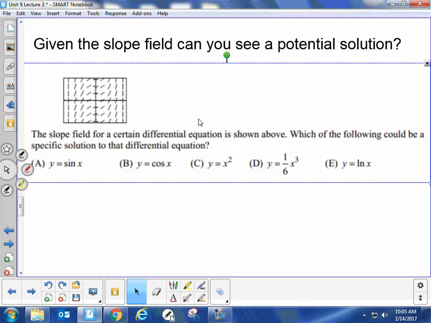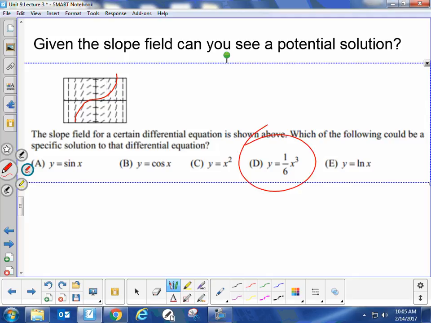No. Here's a slope field. Which of the following could be a solution, a specific solution for this differential equation? We have all these possible y equals. You're not matching the slope field with the differential equation. Instead, you are looking at the differential equation slope field, and then you are matching its possible solution. It looks like something like this satisfies that. What's that, Mr. Klobusnik? The x cubed one.